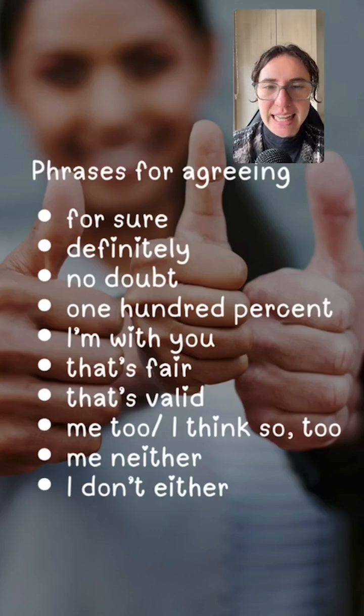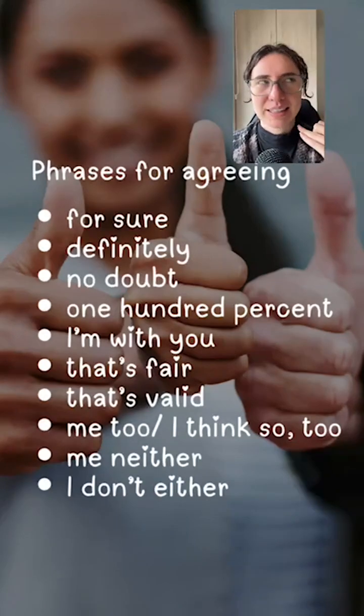And the last ones, someone also asked about this specifically. Me too. I think so too. Me neither. I don't either. So all of these are used to agree with someone. But when you say me neither or I don't either, you're agreeing to something that's negative, if that makes sense.